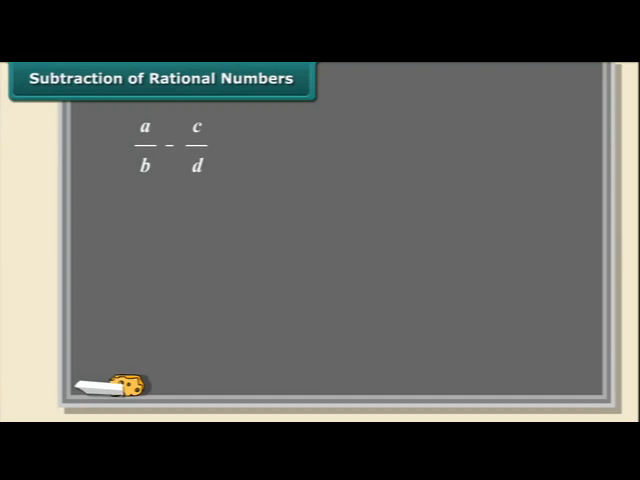Subtraction of rational numbers is same as the addition. Before subtracting the rational numbers, always look for the common denominator. If it's not common, multiply both parts of each number by the bottom part of the other. Here is an example of subtraction. We will subtract 1 by 7 from 5 by 7. We know denominators are already the same, so subtract the numerators and put the answer over the same denominator.